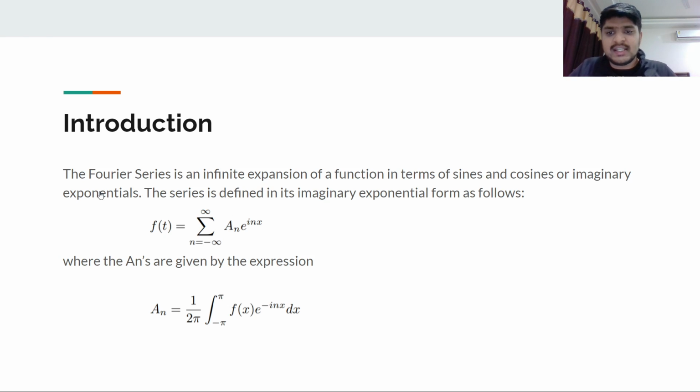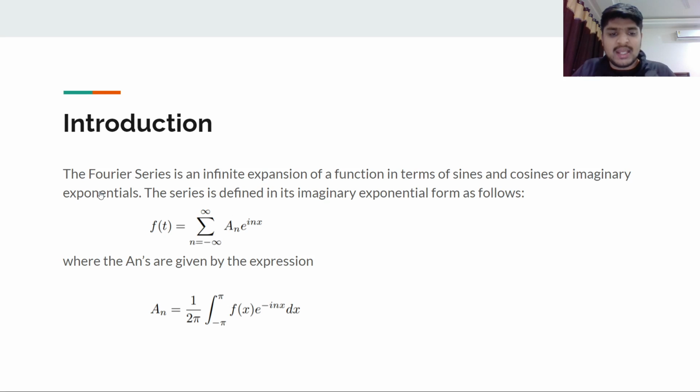The Fourier series is an expansion of a function in terms of sines and cosines or imaginary exponentials. It is basically the summation of sine functions with different frequency and amplitude. The series is defined in its imaginary exponential form as a function f(t) that is equal to summation a_n e to the power iota nx, where n goes from minus infinity to infinity.